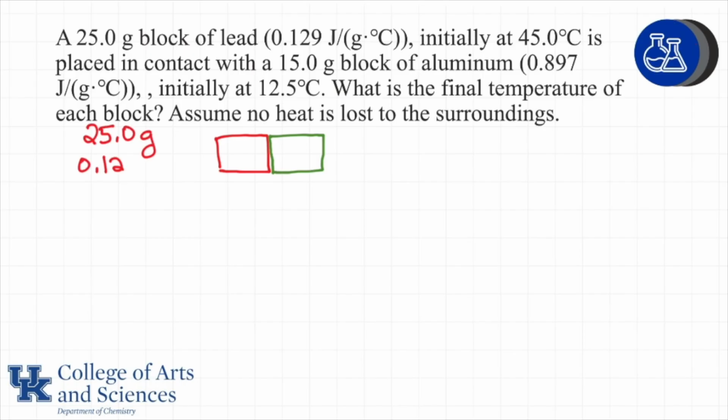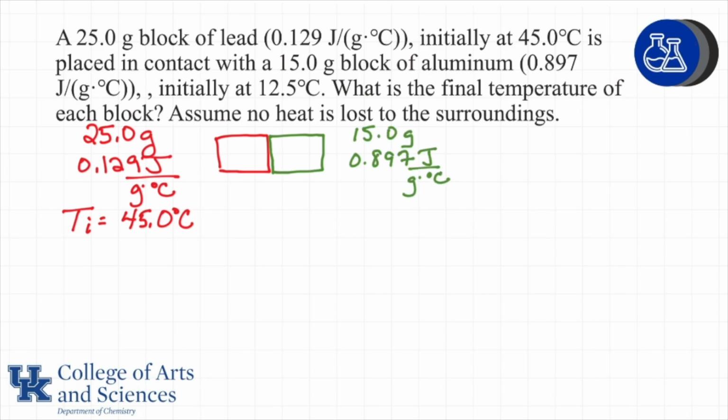It's 25 grams, 0.129 joules per gram degree Celsius, and the initial temperature is 45 degrees. That was all given in the problem. Now we can look at the aluminum, which we've indicated in green here. It's 15 grams, 0.897 joules per gram degree Celsius, and has an initial temperature of 12.5 degrees Celsius. Now we need to start setting up our problem so that we can solve for that final temperature, because that's what we're trying to find. And we know that the final temperature for both of those objects is going to be the same because they're going to get to thermal equilibrium and they will get to the same value.